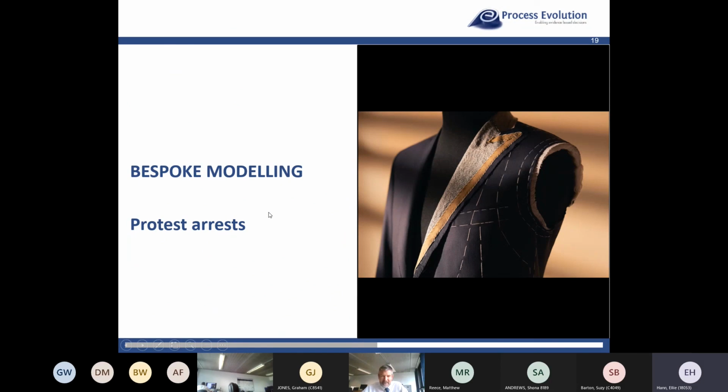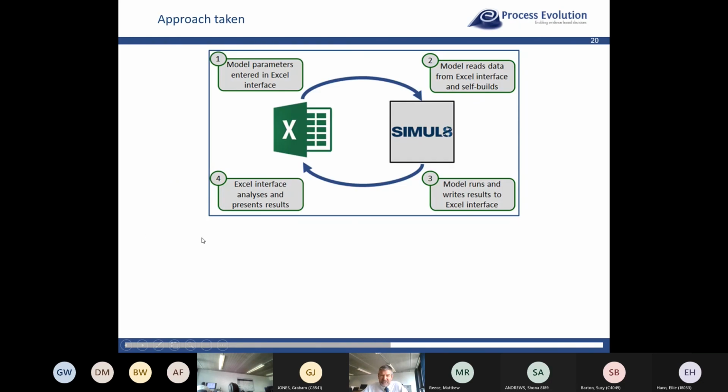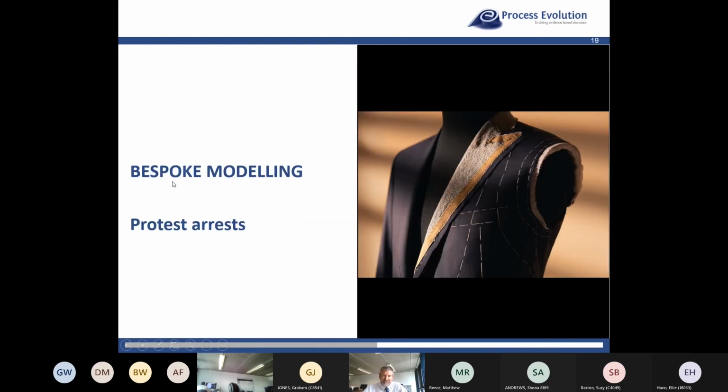Okay, great, thank you. Okay, so moving on to bespoke modelling, we had a recent project looking at arrests of protesters and taking them to custody and booking them in. And it was a very interesting project, but it wasn't really custody profiler and it wasn't response profiler. It was a bit of a mix.